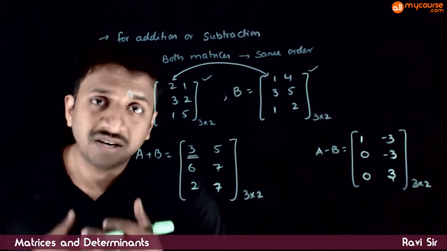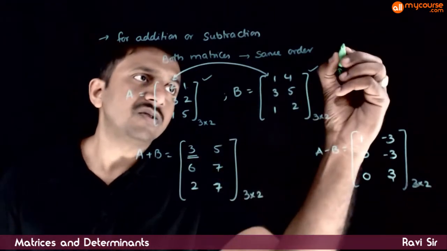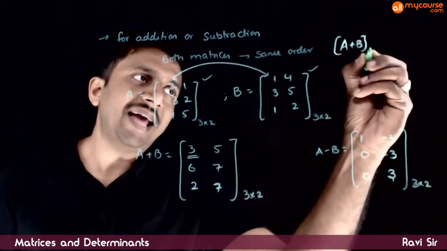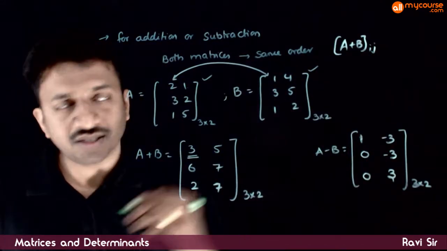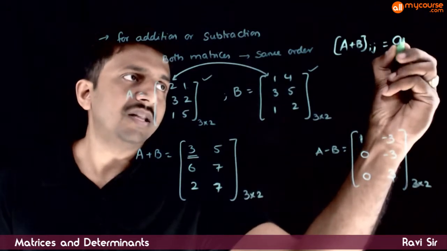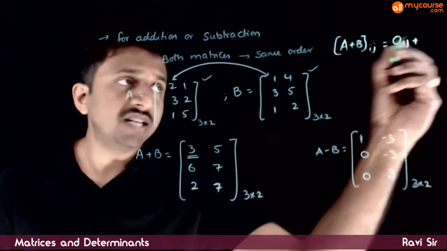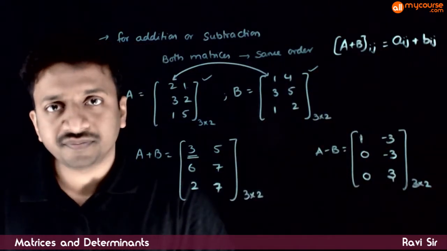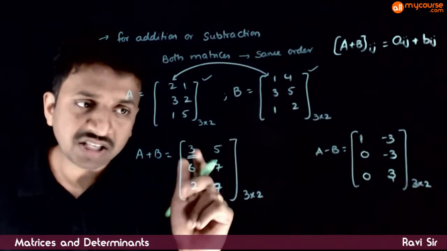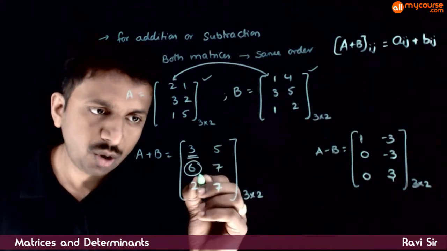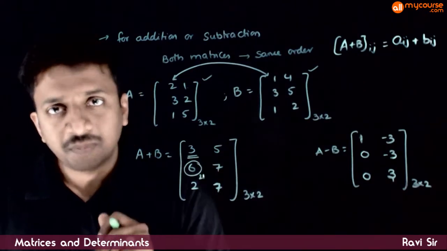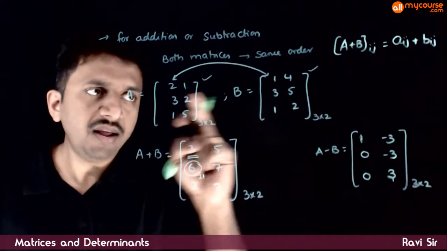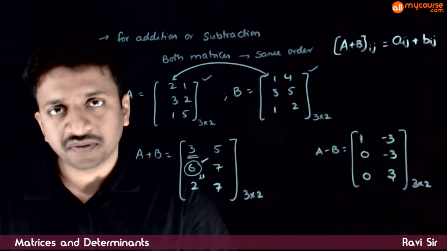So what is the mathematical definition of addition? So if you have a matrix A plus B, the ijth element of the matrix A plus B is nothing but the sum of the ijth element of A and the ijth element of B. So the ijth element, that is, if you want the 2 1 element corresponding to A plus B, you have to add A 2 1 and B 2 1. So 3 plus 3 is 6.